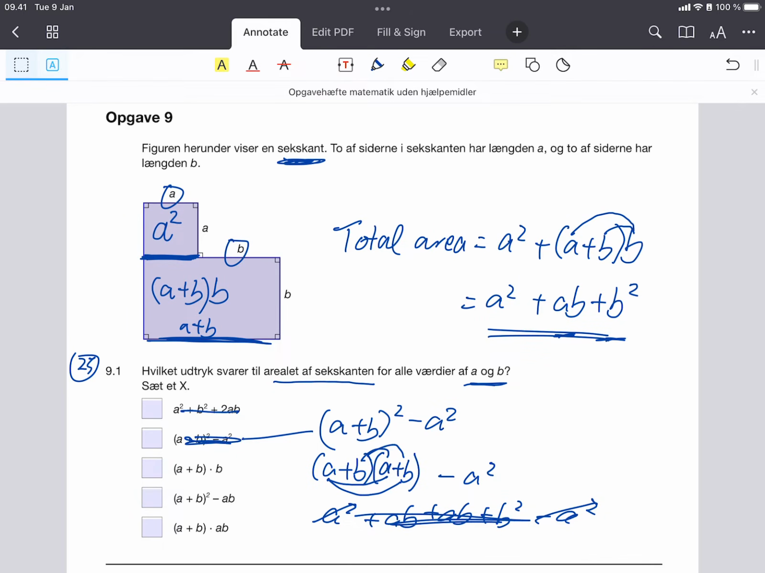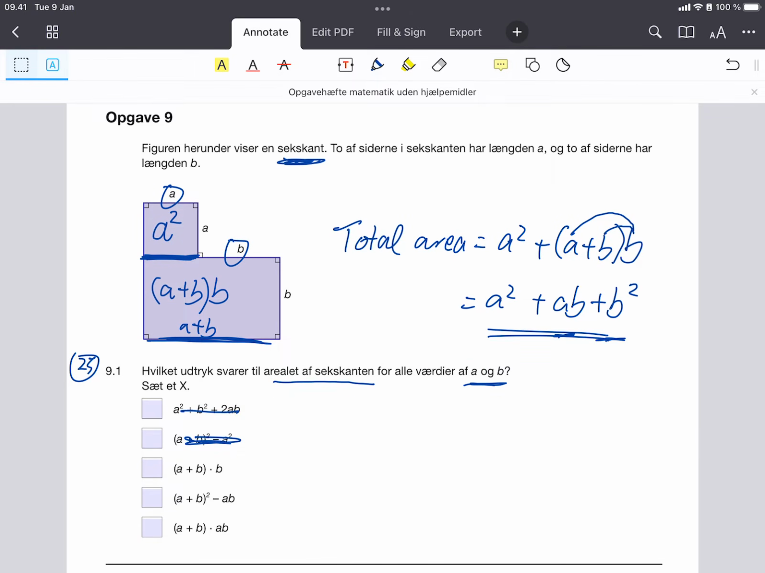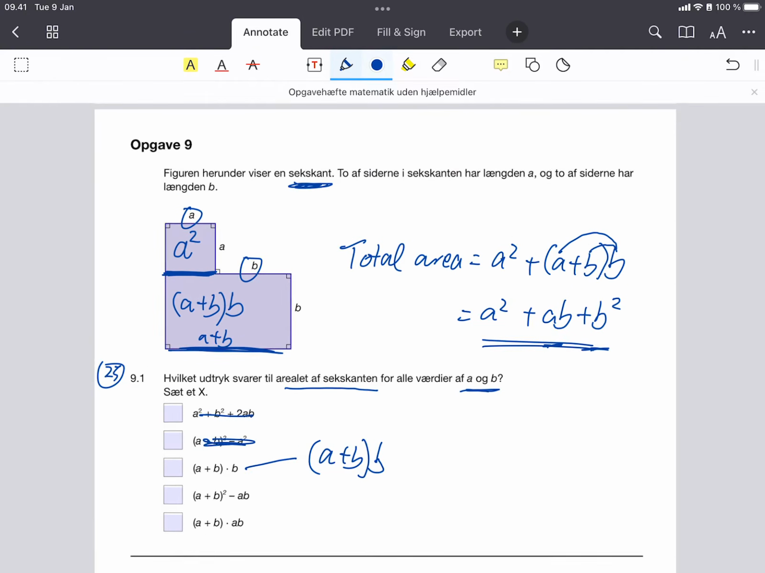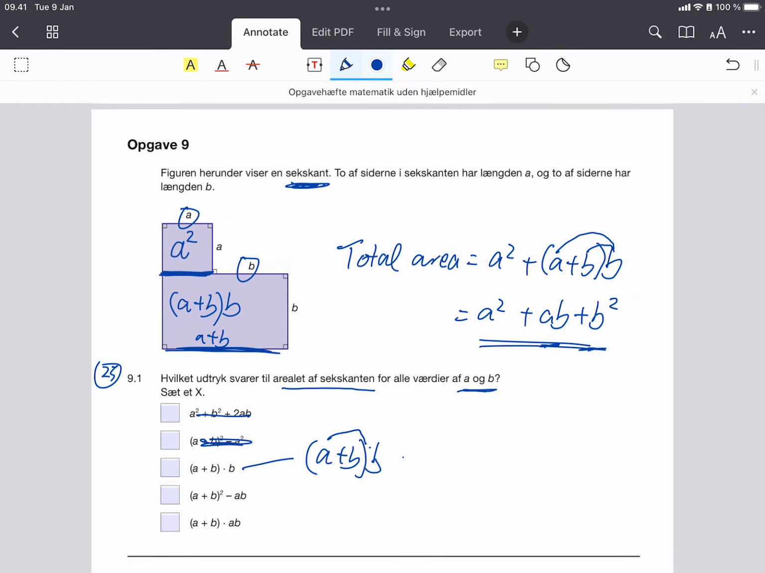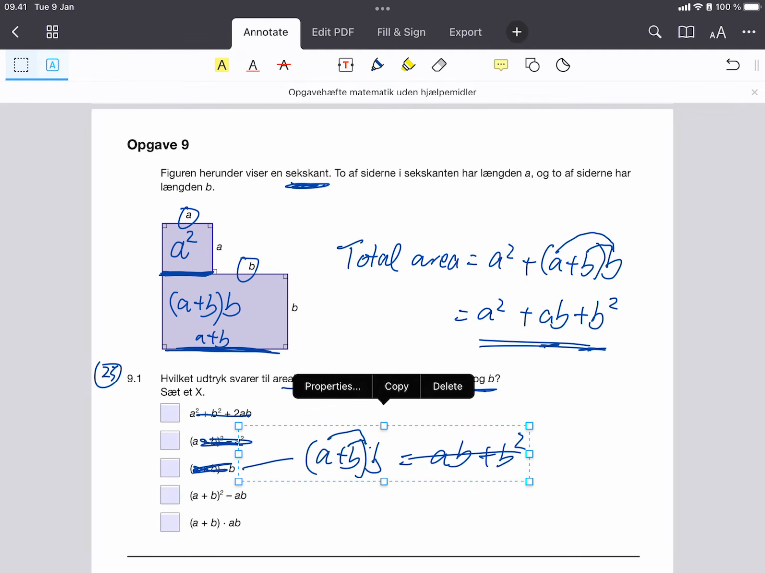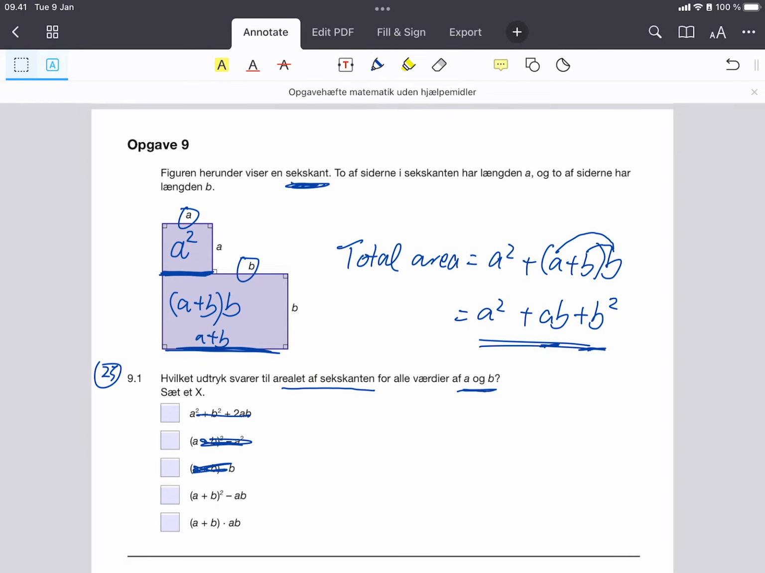Let's just tidy up the mess a bit. Let's have a look at this one. A plus b times b, so that's a plus b times b. A times b gives you ab, and b times b gives you b squared. It's not the same as what we've got up there, so it's not that one. Running out of options now. Let's have a look at this one. This one looks promising to me.